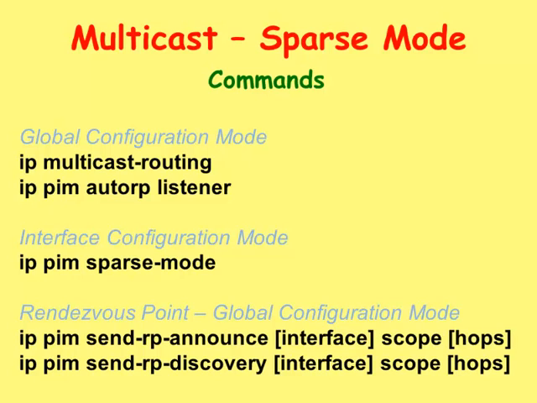On the rendezvous point router, the IP PIM SendRP announce command creates a rendezvous point. The IP PIM SendRP discovery command creates a mapping agent that communicates the IP address of the rendezvous point to all the other routers. We can choose to put the rendezvous point and mapping agent on the same router or on separate routers.